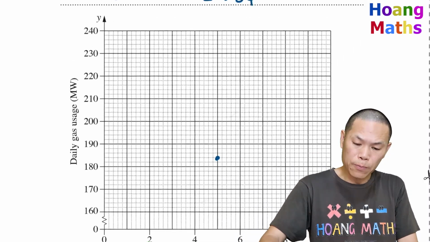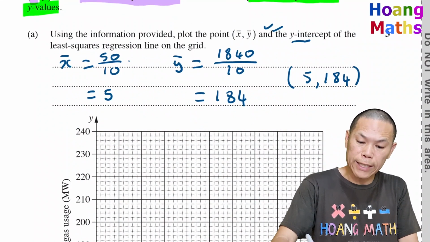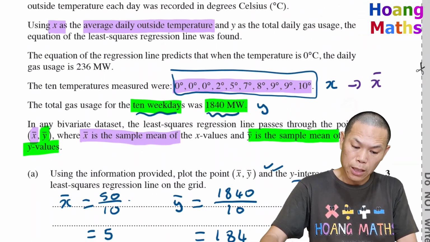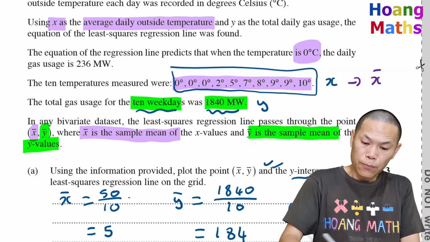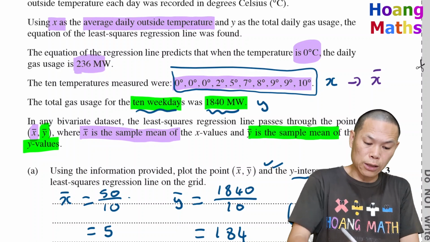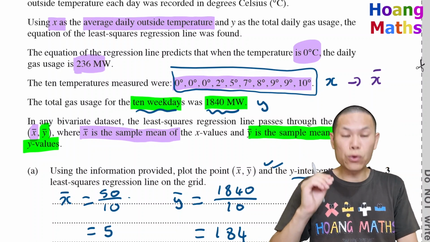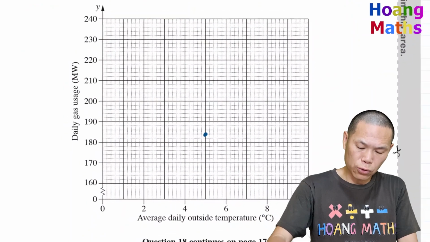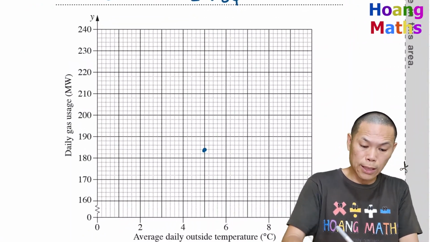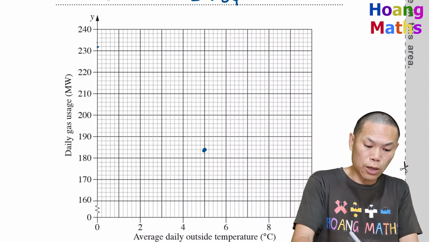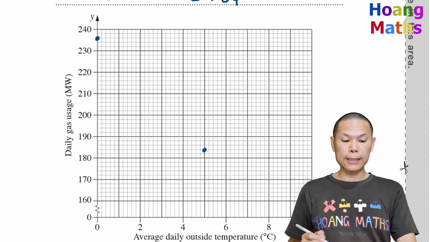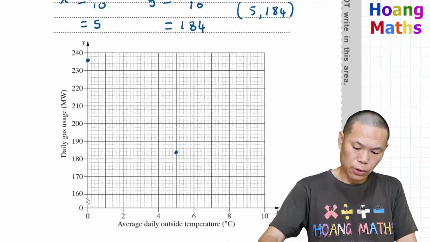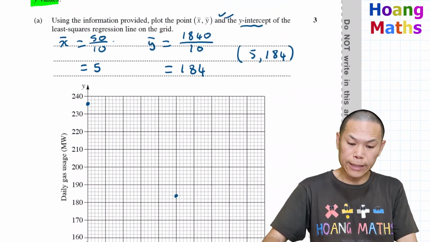So now the next one is we need to plot the y-intercept. For the y-intercept, we know that when x is 0, that is the 0 temperature, and the gas usage is this. So 0, 236. So where is 0, 236? So 236, so 230, 32, 34, and 36 here. Let me just clear it and redo this. So there you go. So that's it. Okay, so part A done.